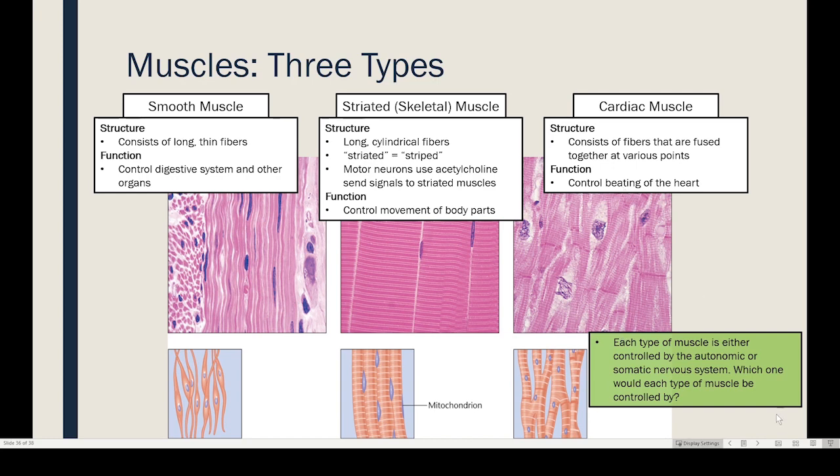And the question I posed here that y'all can think about is that each one of these types of muscles, smooth, skeletal, and cardiac, is controlled by either the autonomic nervous system or the somatic nervous system. And so think about, knowing what you know about each of those systems, which one of them would control each of these types of muscles. So is it the autonomic or somatic nervous system that controls smooth muscle? And which one controls striated or skeletal muscle? Which one controls cardiac muscle? So think about that.